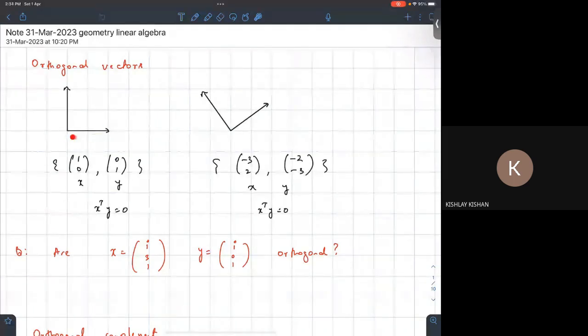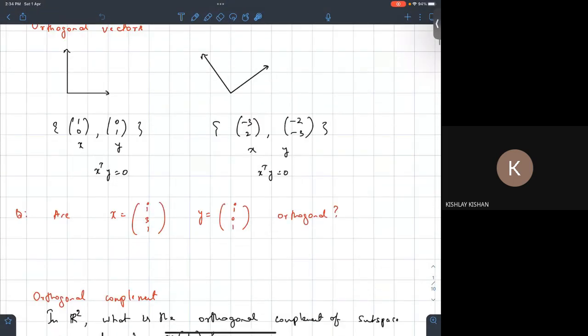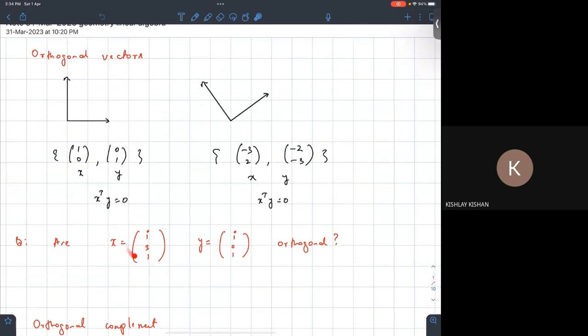So I hope everybody knows what orthogonal vectors are. These two are orthogonal because the transpose, in the real case, is zero. Now the question is, are these x and y orthogonal? What is x transpose y?